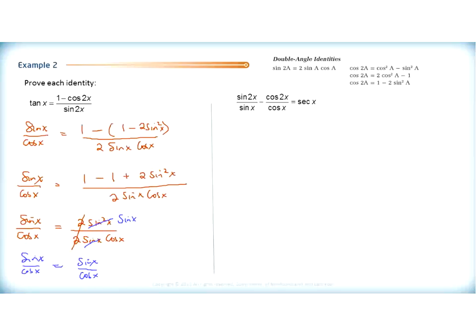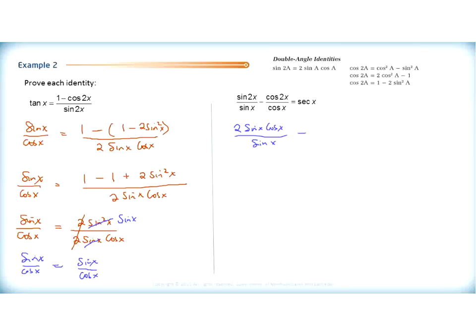Okay, next example. I got sine 2x over sine x minus cosine 2x over cosine x equals secant x. Again, I want to replace my sines and my cosines here. See what I get. Sine 2x, well, we've only got one identity to replace that with, so that's pretty easy. So I'm going to use 2 sine x cosine x over sine x.